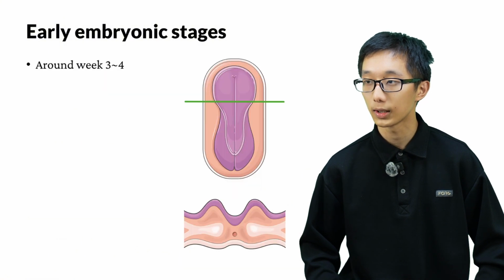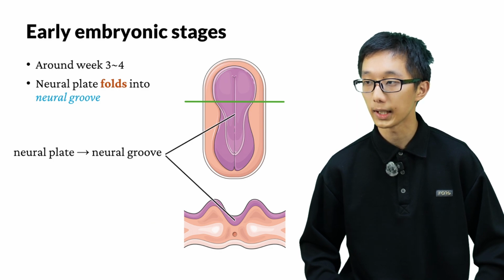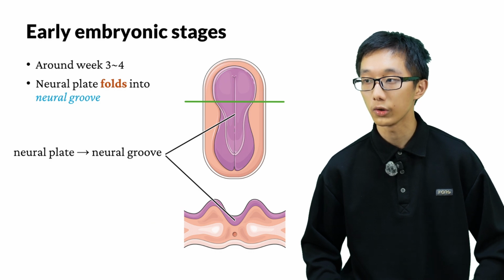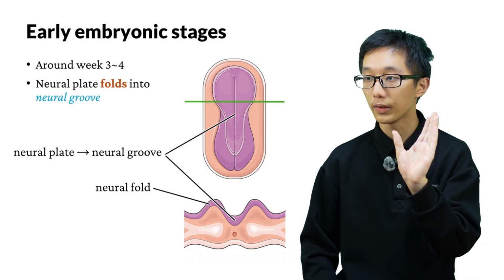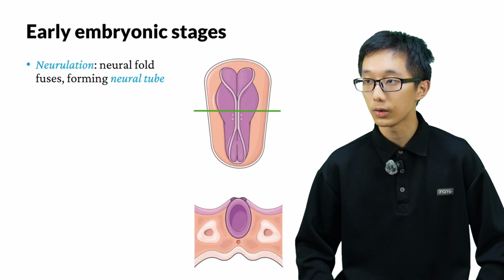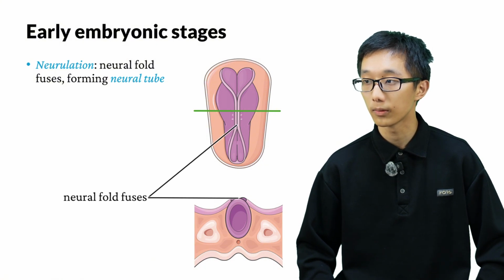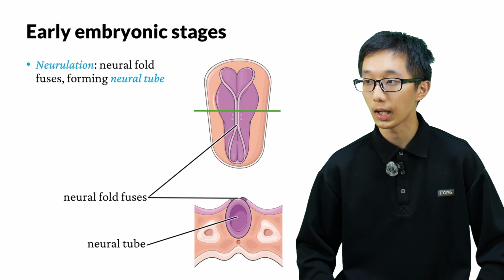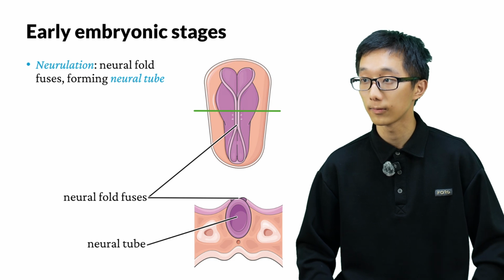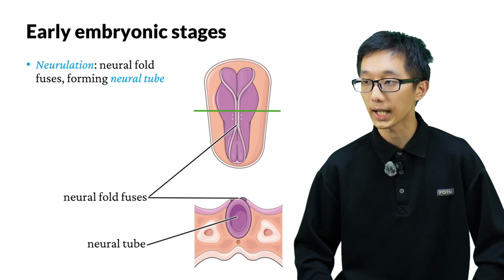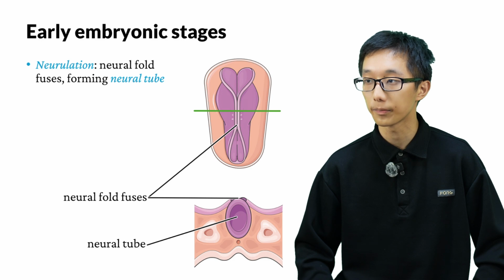In the next stage, around week 3 or 4 of conception, the neural plate folds into the neural groove. The neural plate here forms the neural groove, which is bending downward. On the 2 sides of the neural groove, we have the neural folds. Later, the 2 neural folds on both sides fuse to form the neural tube. Here is the fusion, and we have the round neural tube. This process is called neurulation. The neural tube will later be our protagonist for forming the central nervous system.